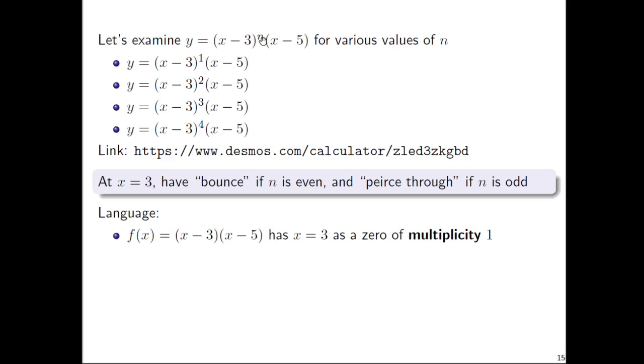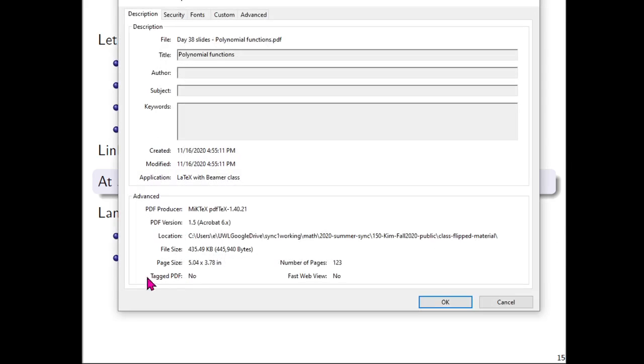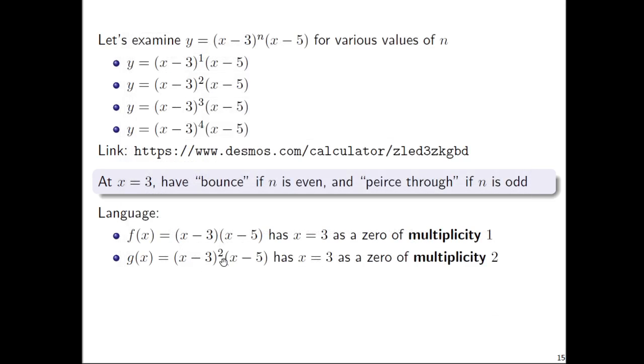There's actually certain language we'll use for the exponent that appears for x minus 3. So it's x minus 3 raised to the first, or x minus 3 raised to the second, and so on. If it's x minus 3 raised to the first, we're going to say that 3 is a 0 of multiplicity 1. And here, for g of x equals x minus 3 raised to the second times x minus 5, we'll say that 3 is a 0 of multiplicity 2. And when you have x minus 3 raised to the 94th, we'll say that 3 is a 0 of multiplicity 94.